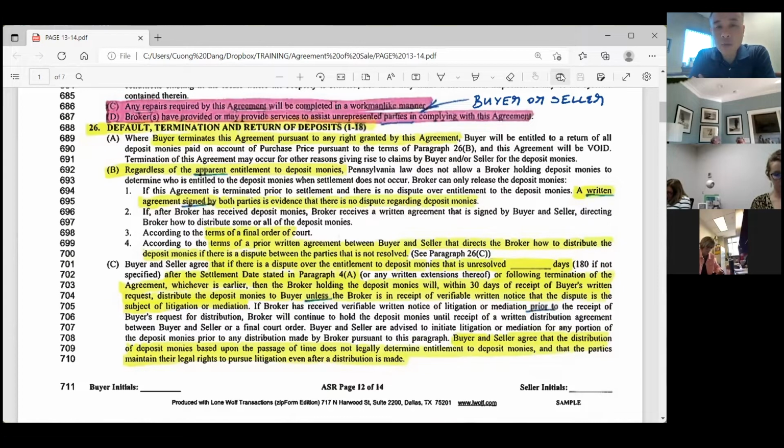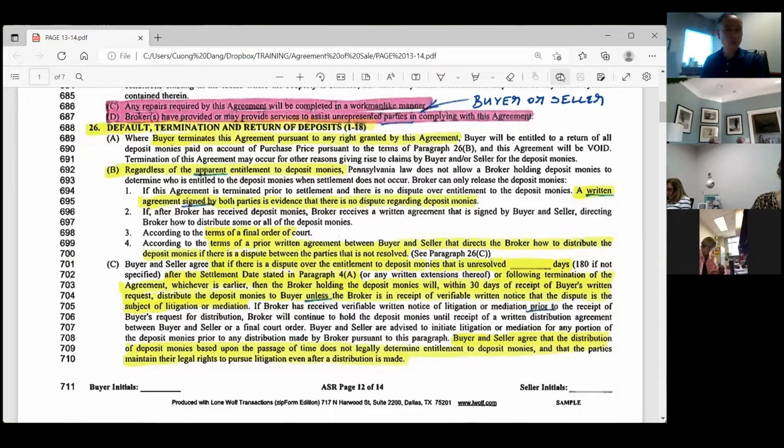If the broker has received verifiable written notice of litigation or mediation prior to, I underline prior, the receipt of buyer's request for distribution, broker will continue to hold the deposit monies until receipt of a written distribution agreement between buyer and seller or a final court order. Buyer and sellers are advised to initiate litigation or mediation for any portion of the deposit monies prior to any distribution made by broker pursuant to this paragraph. Buyer and seller agree that the distribution of deposit monies based on the passage of time does not legally determine entitlement to deposit monies, and that the parties maintain their legal rights to pursue litigation even after distribution is made.